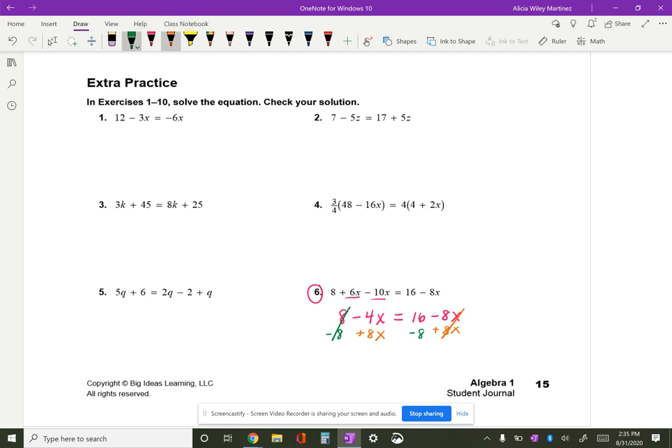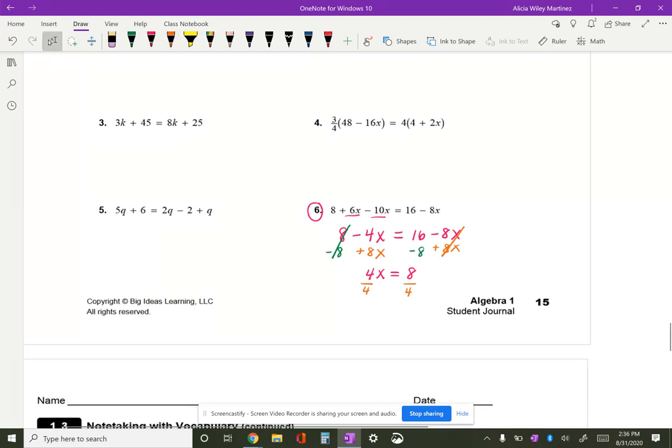So when I go ahead to simplify here, I get 4x. 16 minus 8 is going to give me 8. I'm going to divide both sides by 4. Again, this division can definitely be done in your head. And I'm going to get x equals 2. So this one definitely has a solution.